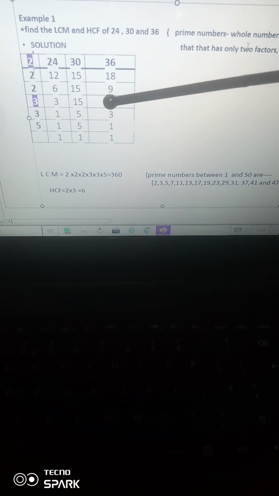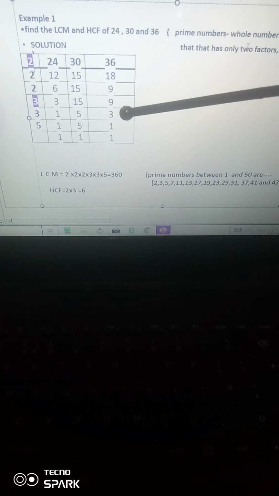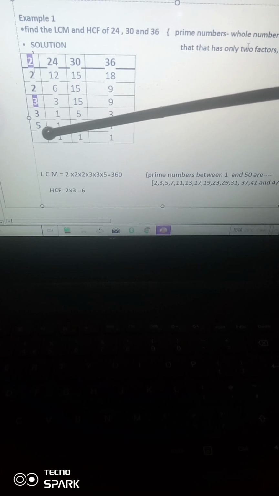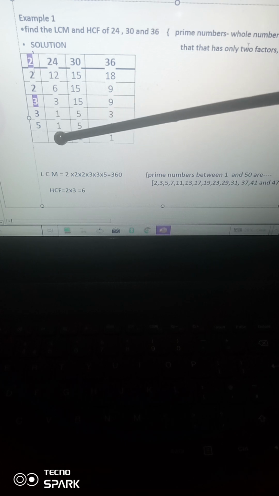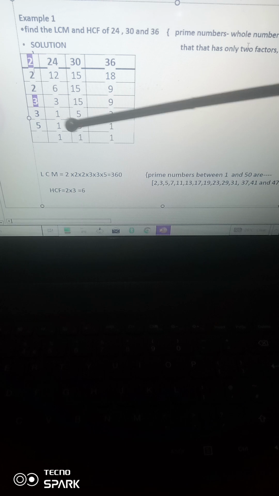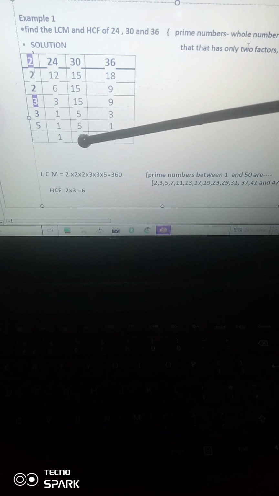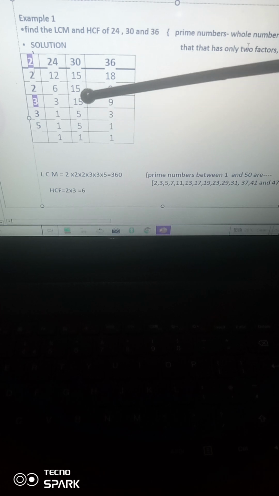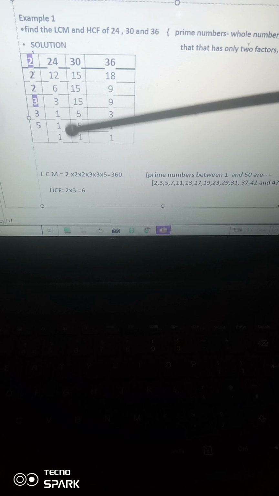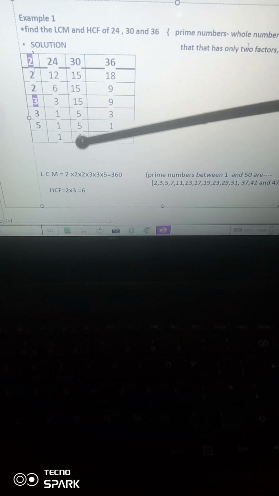Then we move to the next prime number. And the next prime number is what? 5. 1 over 5, we bring down 1. 5 divided by 5 is 1. And 1 into 5, we bring down 1. So we have done the division and we have 1, 1, 1 in the column.